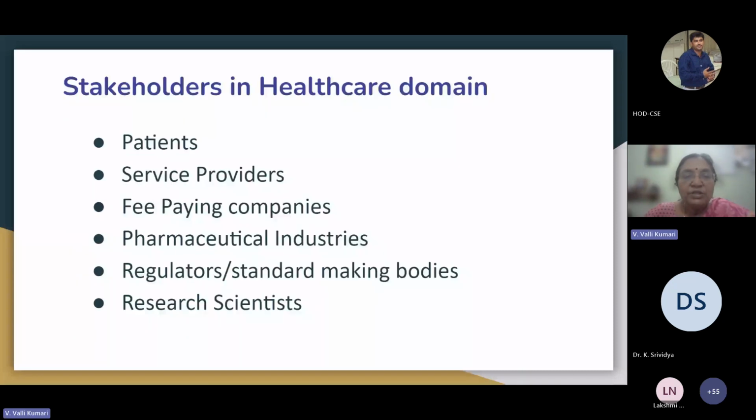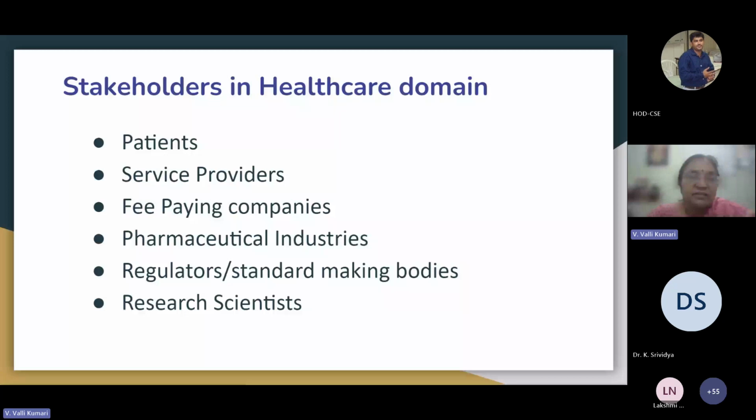Who are all the people who are generating the data? So we have patients, whose demographic related information, like age, gender, which part of the city or which state or which part of the country they are presently in. Anything related to patients is a kind of data.